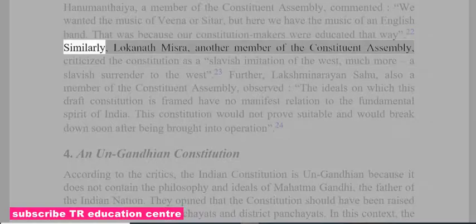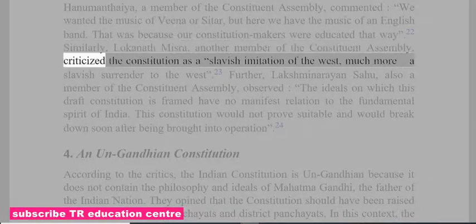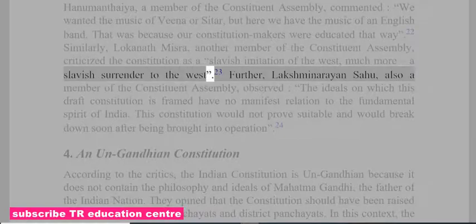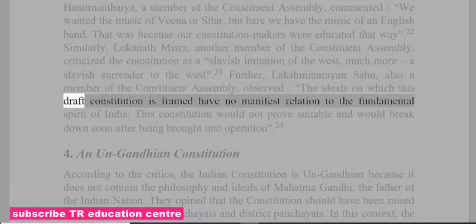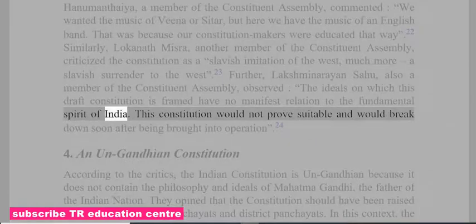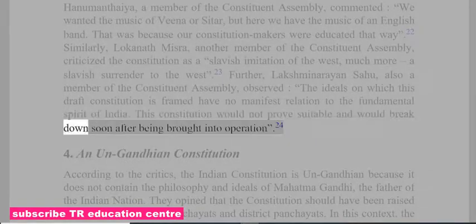22. Similarly, Loknath Misra, another member of the Constituent Assembly, criticized the Constitution as a slavish imitation of the West, much more a slavish surrender to the West. 23. Further, Lakshminarayan Sahu, also a member of the Constituent Assembly, observed, "The ideals on which this draft constitution is framed have no manifest relation to the fundamental spirit of India. This constitution would not prove suitable and would break down soon after being brought into operation."